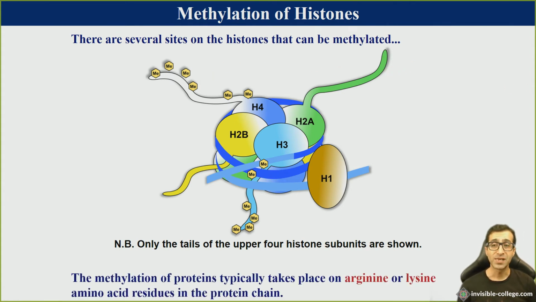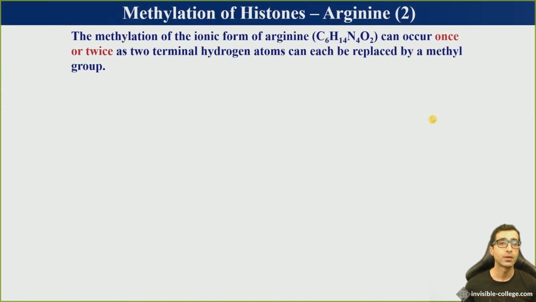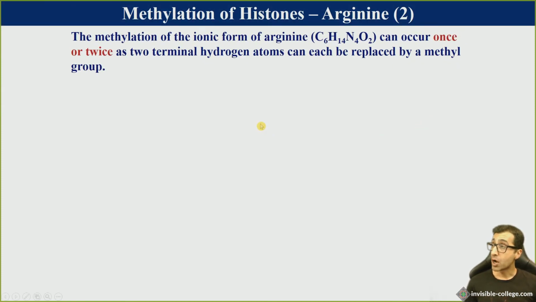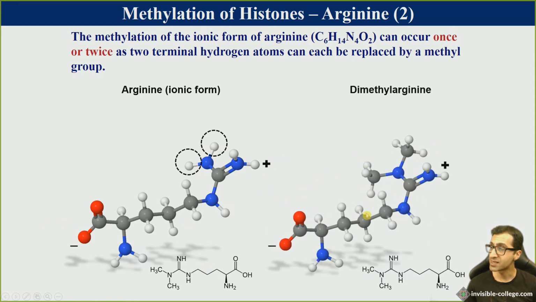So the methylation of proteins typically takes place on arginine or lysine amino acid residues in a protein chain. So here we can see that arginine can be methylated once or twice, and this is done under the action of enzymes called methyl transferases. So the methylation of the ionic form of arginine can occur once or twice because 2 terminal hydrogen atoms can be replaced by a methyl group. So this is the ionic form of arginine, and we can methylate at these 2 positions to form dimethyl arginine, and you can see that in these 2 space-filling models here.